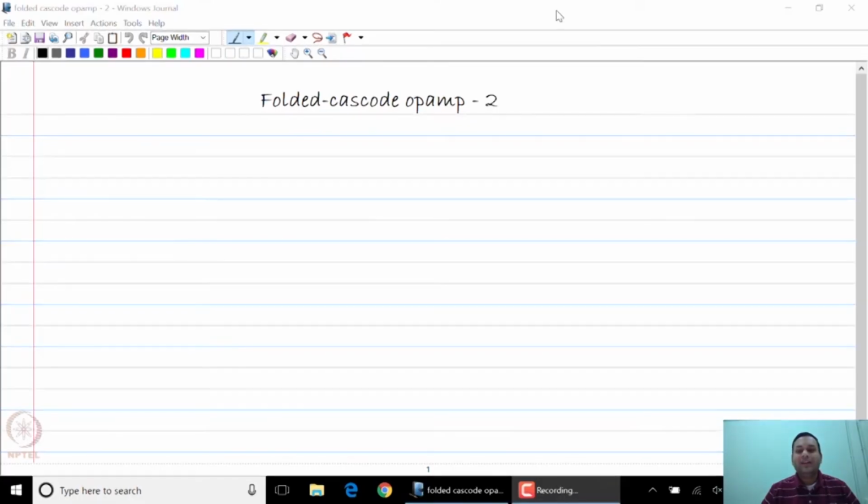Before we build the full op-amp using the folded cascode structure, let us quickly look at the gain and noise performance of the simple single-ended folded cascode structure. So we will assume that the input is an NMOS and the cascode is a PMOS device.